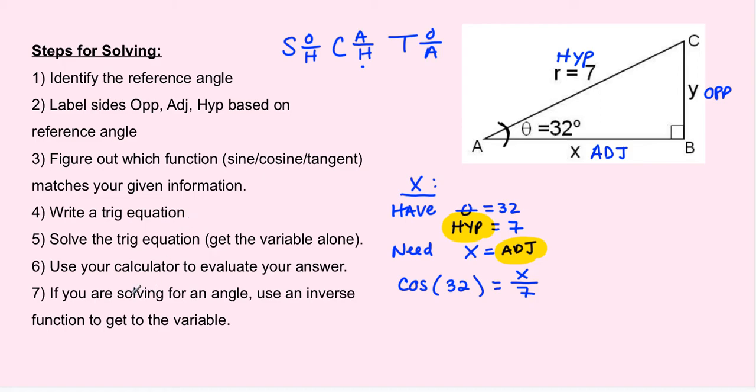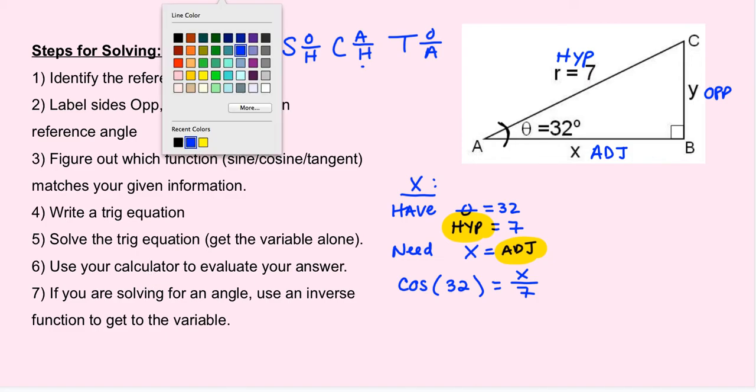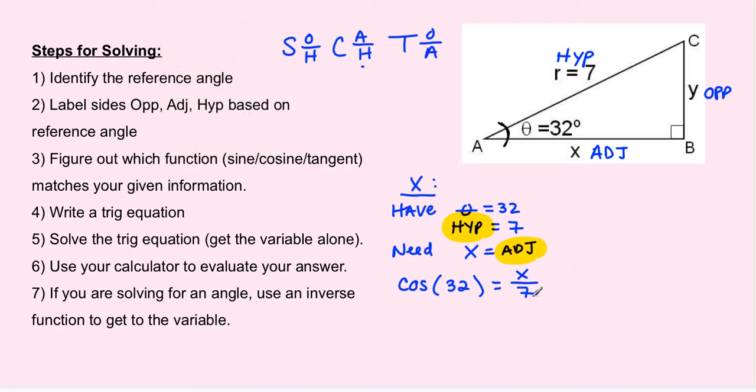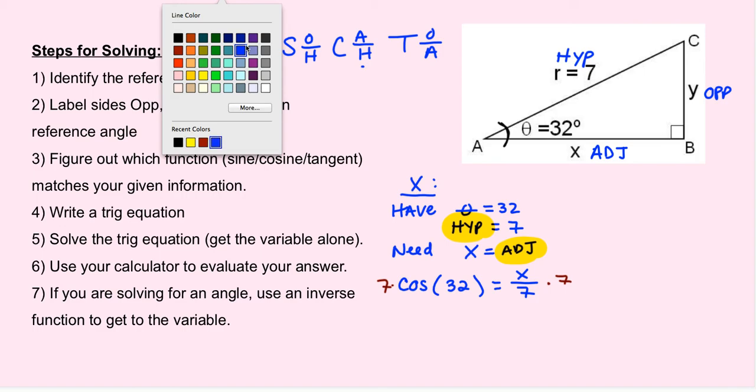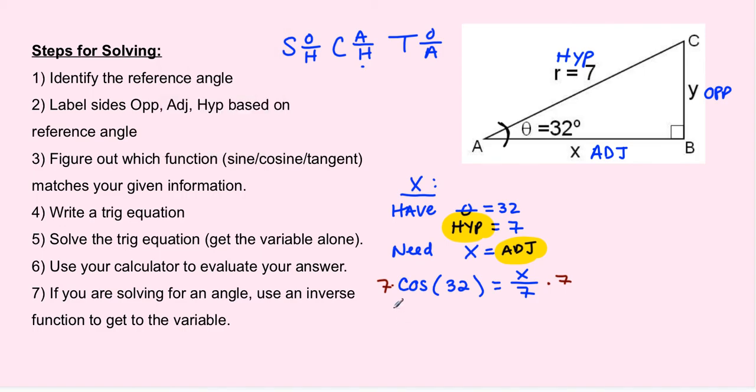That's step 4. To solve a trig equation, just like any other kind of equation, we need to isolate the variable, which means to get it by itself. So to show my work, this is x divided by 7. If I multiply by 7 on both sides, I will clear out this denominator 7. Whatever I do to one side, I do to the other. So now I have that 7 times the cosine of 32 equals x.